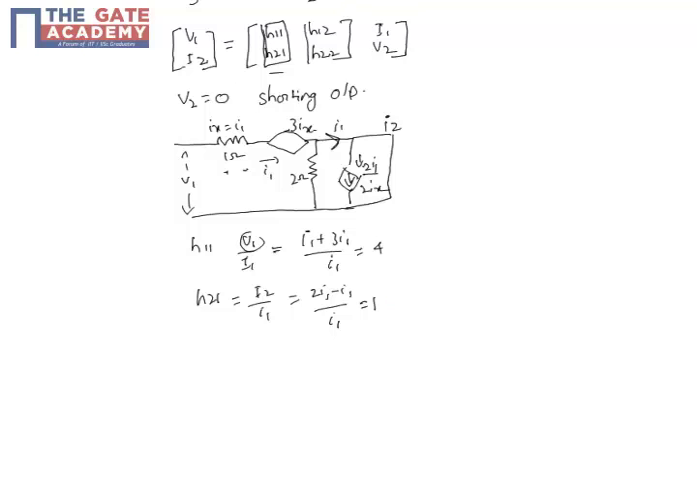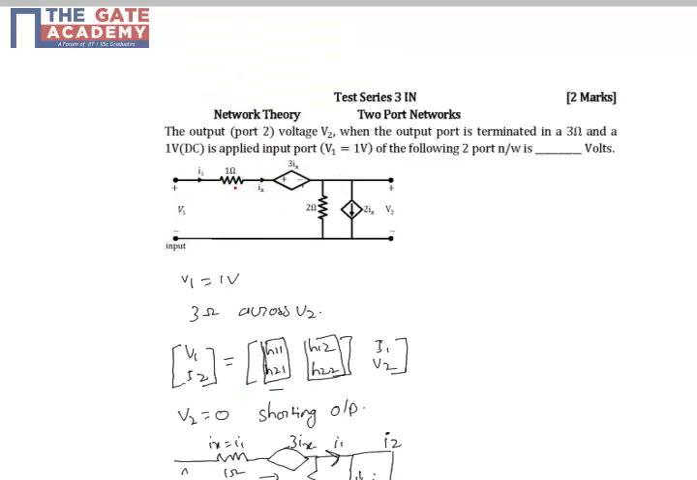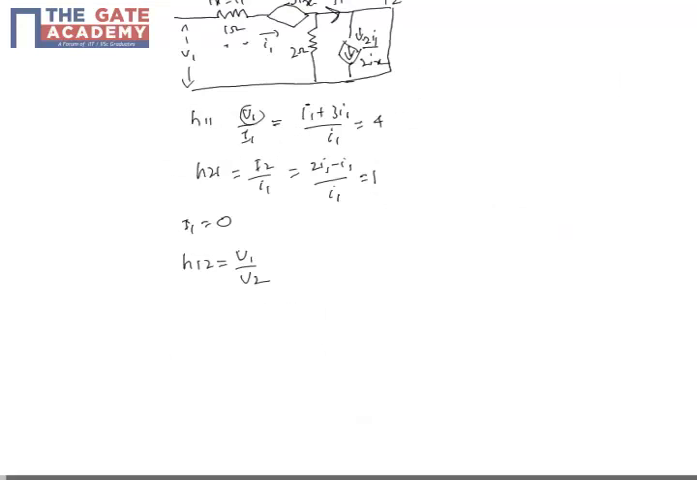Now to determine H12 and H22, similarly we have to make I1 equal to 0. Okay, now H12 is equal to V1 by V2. So V1 by V2, since there is no current I1 here, this will be 0, which means a short. Okay, and V1 will be equal to V2. Okay, because there is no current here, hence no voltage drop across this. This is shorted and here we have no voltage. So V1 will be equal to V2. Okay, so V1 by V2 is equal to 1.